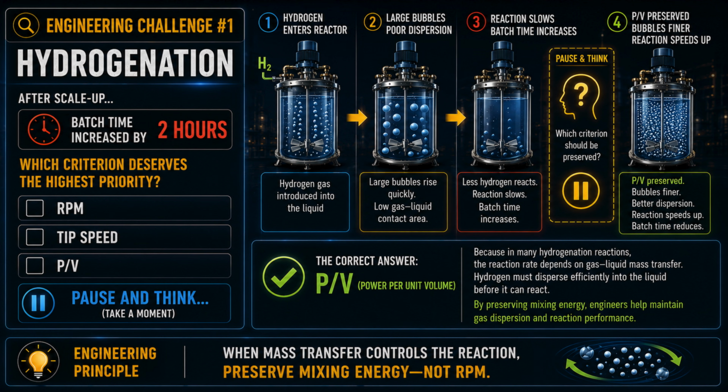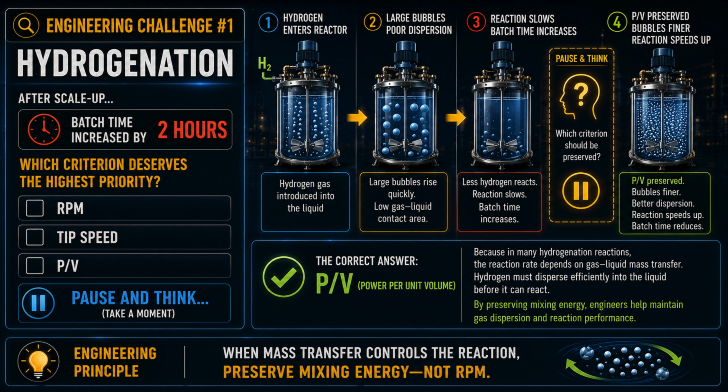The chemistry hasn't changed. The catalyst is the same. The reactor temperature is the same. Yet after scale-up, the production team reports that the batch is taking almost 2 hours longer to finish. Which criterion would you preserve? The same RPM? The same tip speed? Or the same power per unit volume? Take a moment and think. The correct answer is power per unit volume.